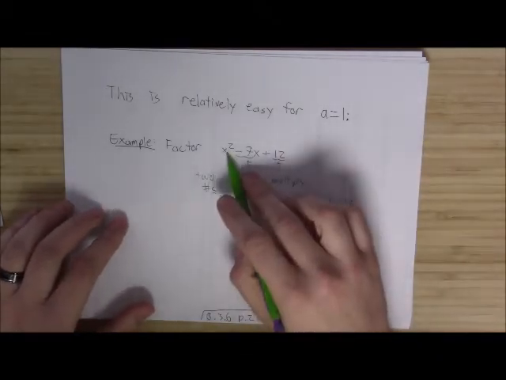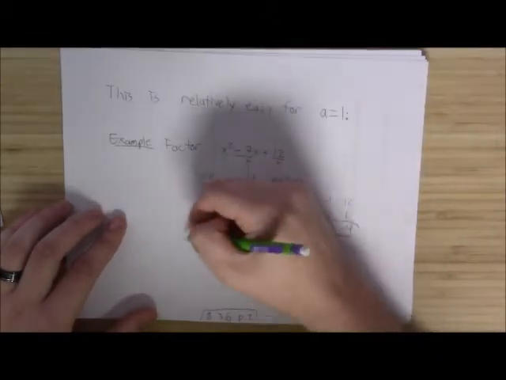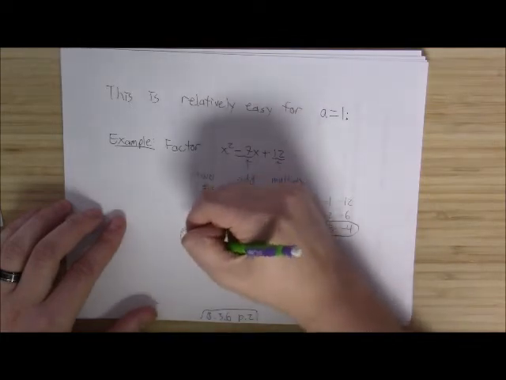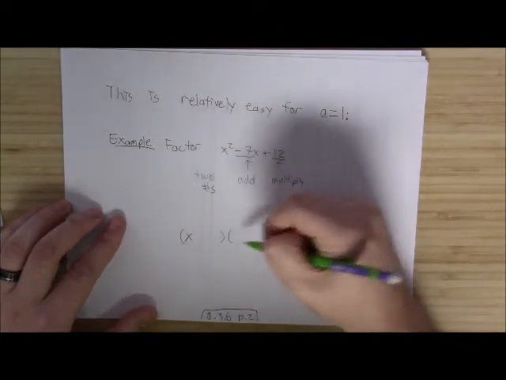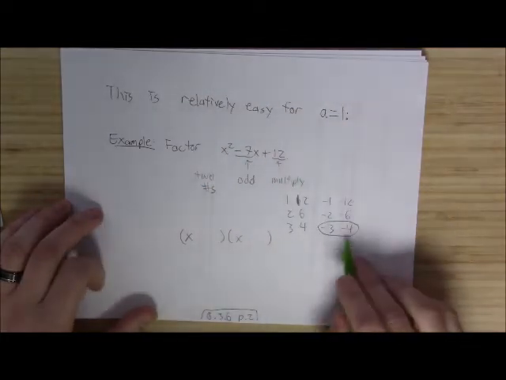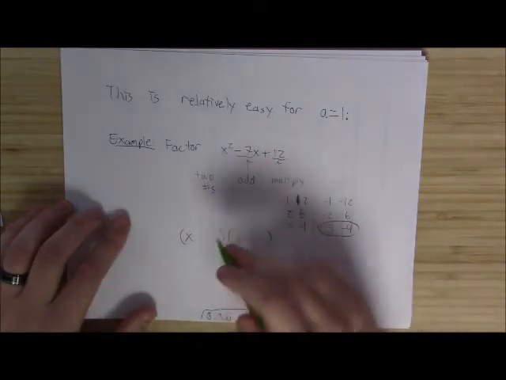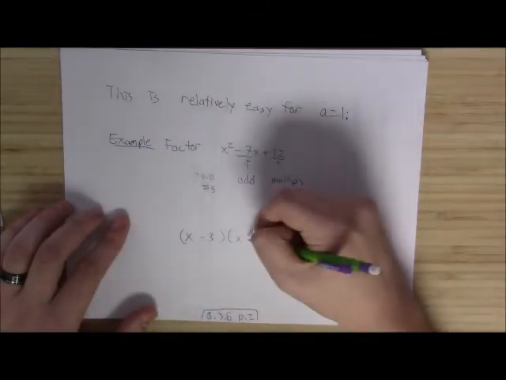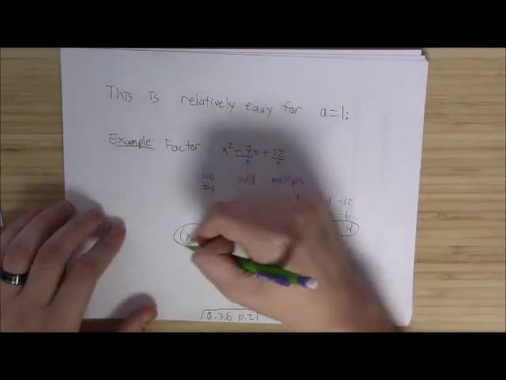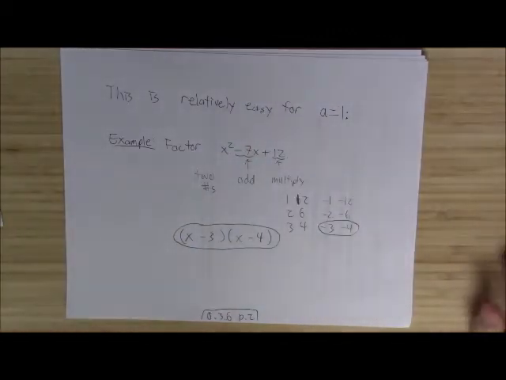So what do we do then? Well, then all we have to do is say x and x, and then we write one of the factors here and the other factor here. And now, ta-da, it's already factored.